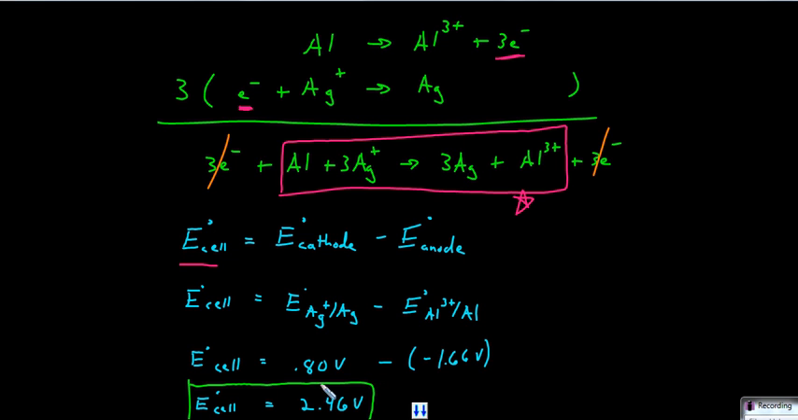But wait, shouldn't we have multiplied the standard reduction potential of silver by 3 times, being that 3 of them are reacting and 3 are being formed? Actually, no. Recall that standard reduction potentials are not affected by the coefficients in front. And so the standard reduction potential of 1 silver ion reacting into 1 silver solid is the same as 3 silver ions reacting into 3 silver solids. And so do not account for coefficients in these reactions, and do not flip around the signs of things either. Plug in the exact values that are provided in the table.